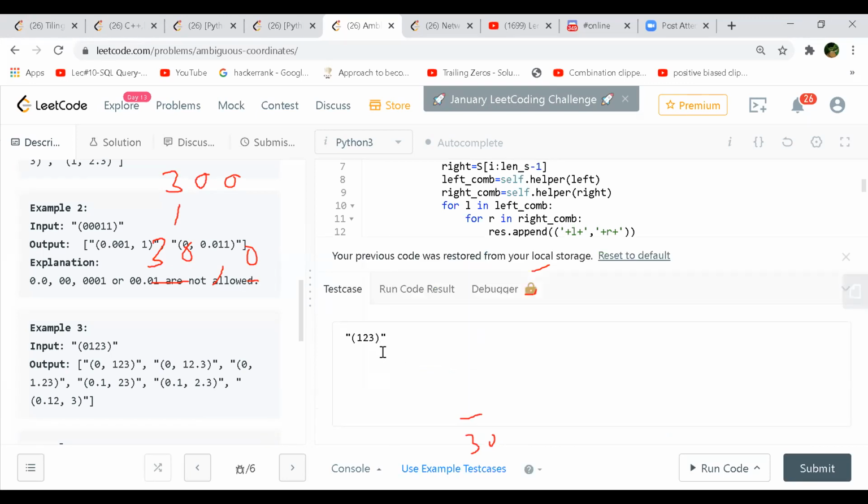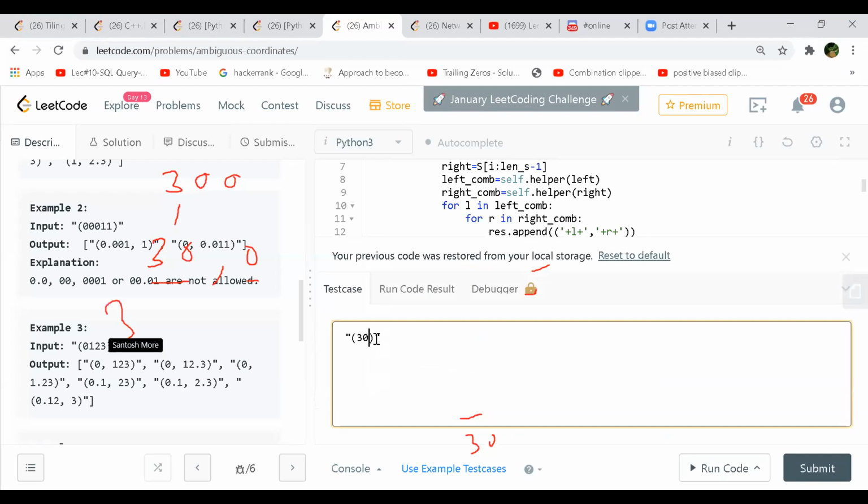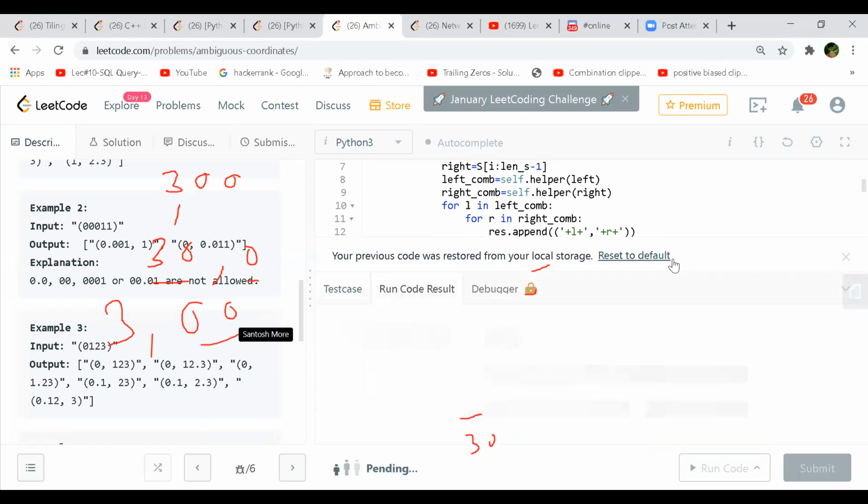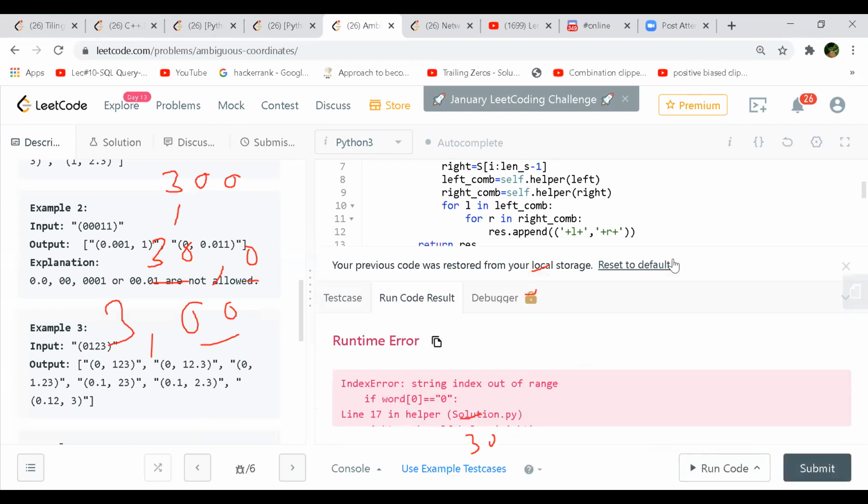That's correct. And then if you go for 300, it is 3 and 0 0. So this is an invalid one. So it's not going to pass, because the last two are zero. So you can have 30 0.